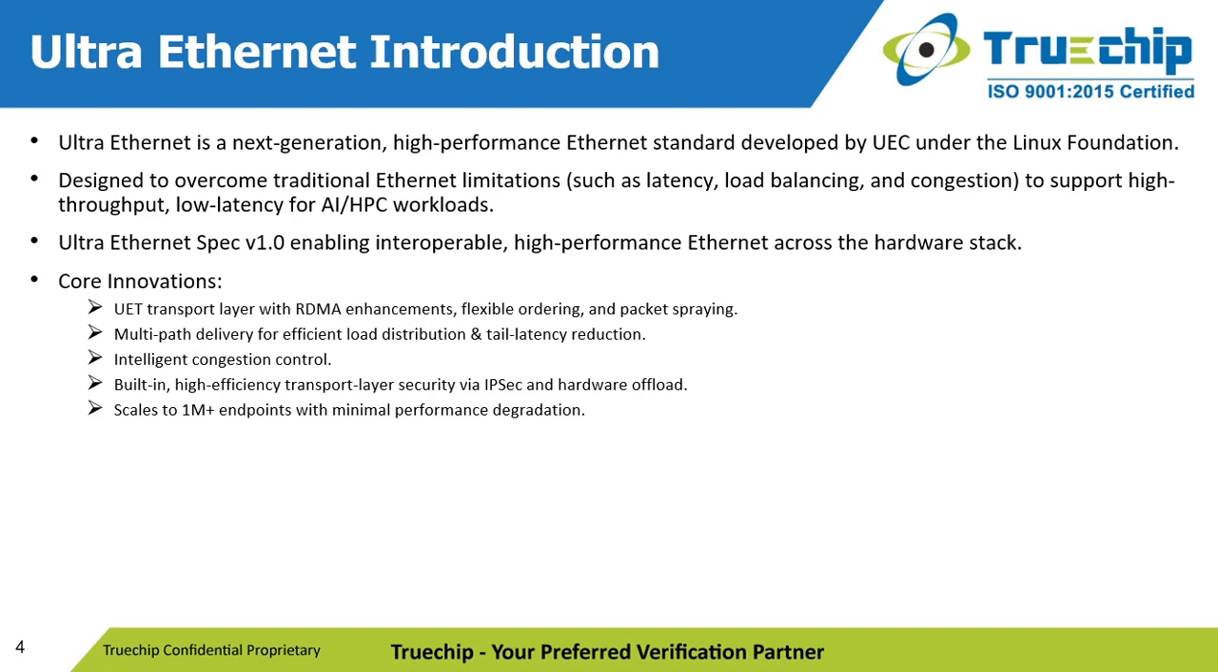Ultra Ethernet scales to 1 million plus endpoints with minimal performance degradation. Traditional Ethernet provides thousands of endpoints, which causes issues with congestion and routing management, whereas Ultra Ethernet provides 1 million plus endpoints with addressing and strong congestion management.